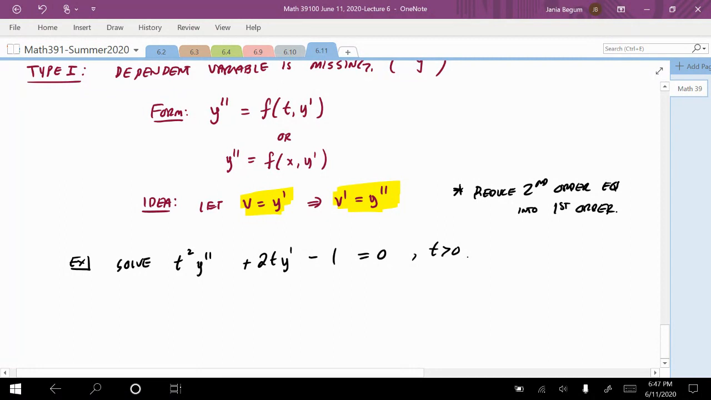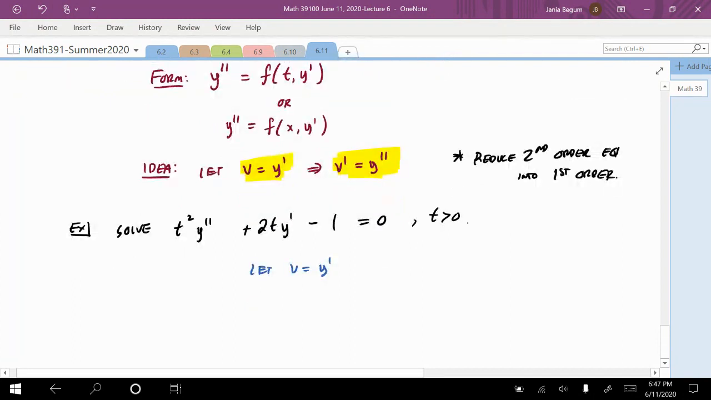I see that I have y double prime, I have y prime, and my independent variable is t. I'm missing y in the picture, right? So y is not in the picture. That means we have to use the substitution v is equal to y prime. So let's proceed to use this method. Let v be equal to y prime. If I differentiate v with respect to t, v prime is going to be y double prime, okay?